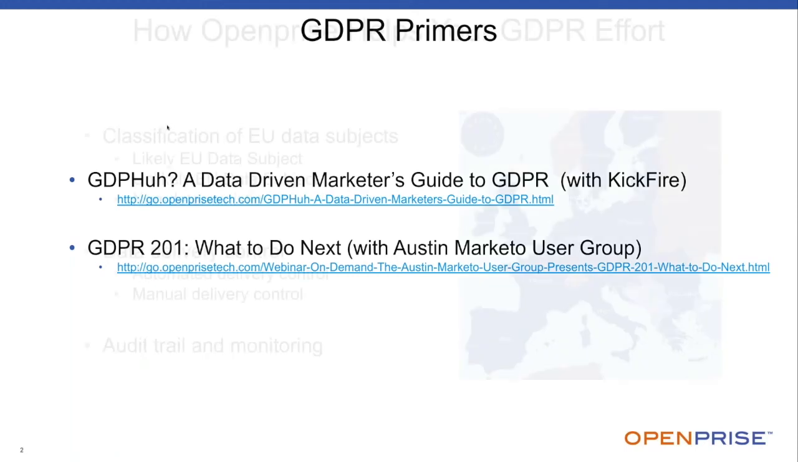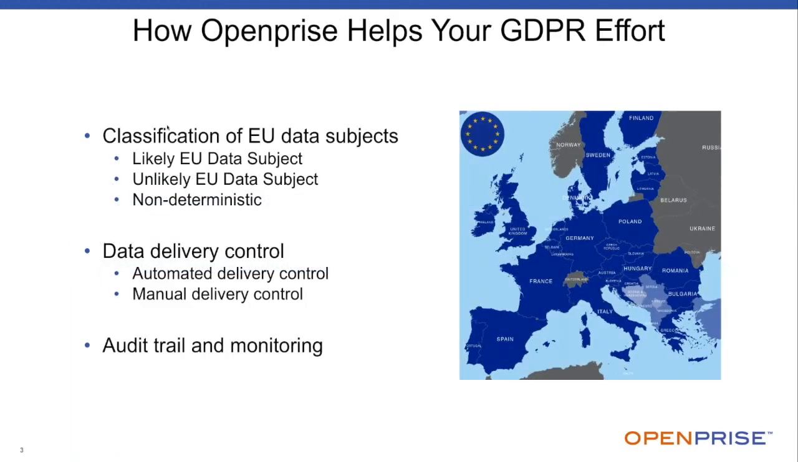So we will cover three topics. The first one is how do you do classification and inventory. This is reviewing every record in your database to put the records into one of three data classifications: likely EU data subject, unlikely EU data subject, and non-deterministic.